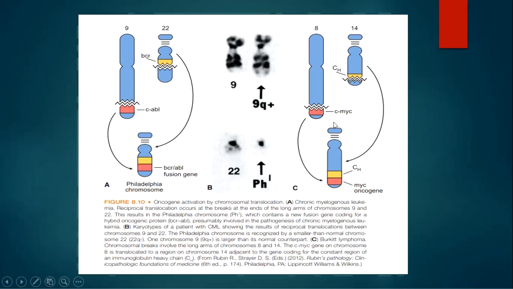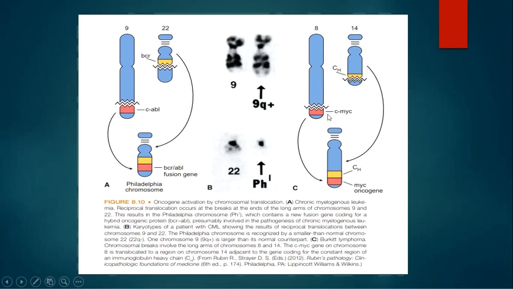Another example of chromosomal translocation is in Burkitt's lymphoma. There is a chromosomal translocation between chromosome 8 and 14, and the chromosomal breaks involve the long arms of chromosome 8 and chromosome 14. The CMYC gene on chromosome 8 is translocated to a region on chromosome 14 adjacent to the gene coding for the constant region of an immunoglobulin heavy chain. Hence this new chromosome is formed, which has the MYC oncogene.